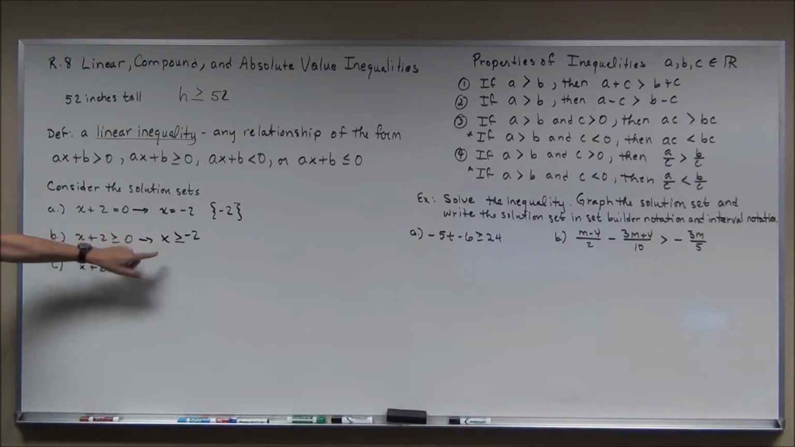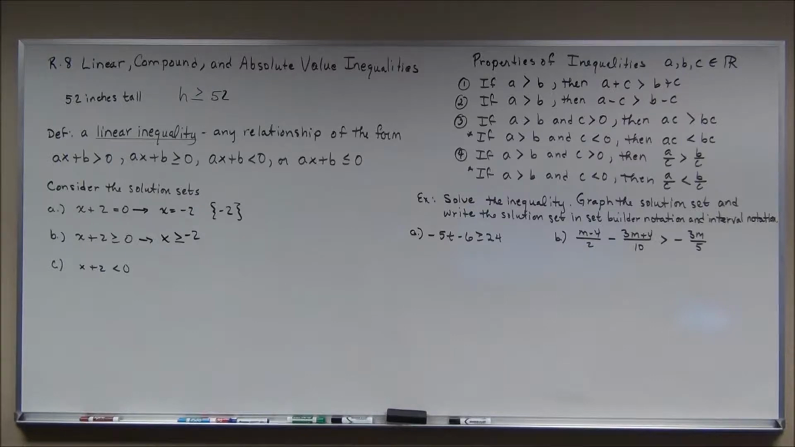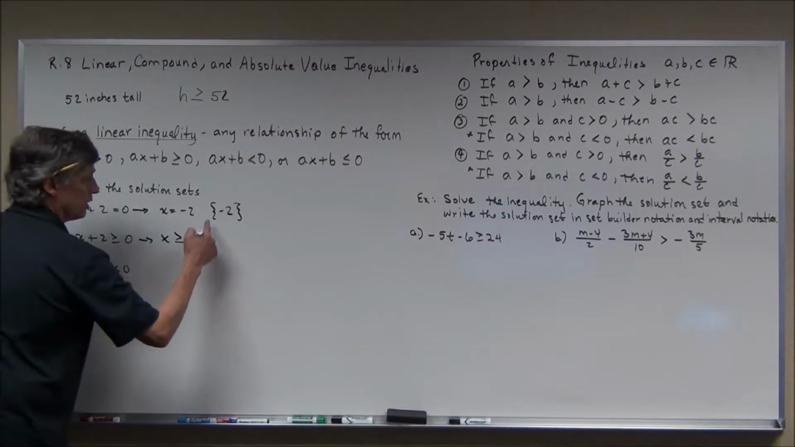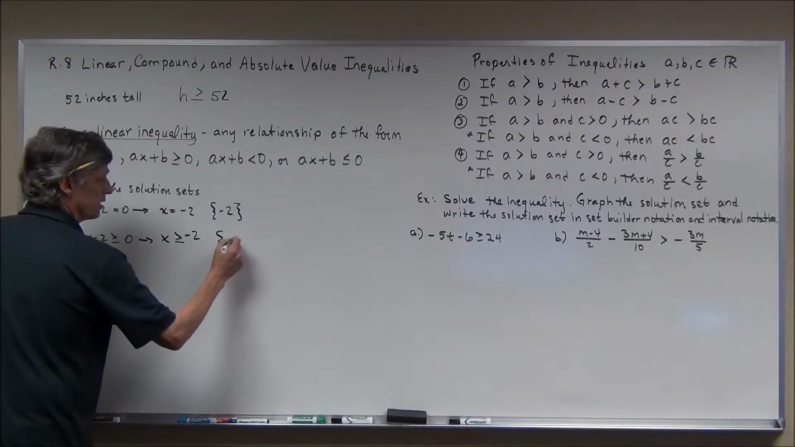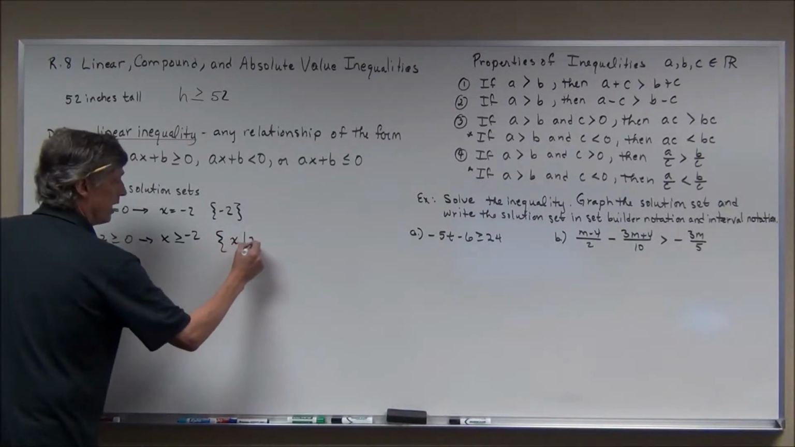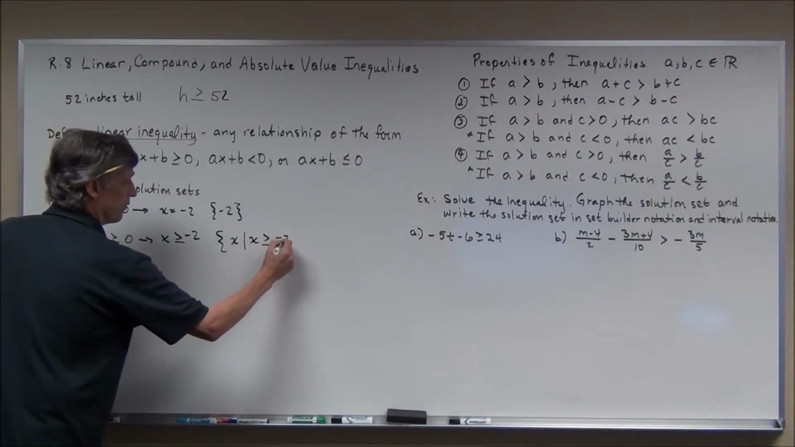With these inequalities, you're going to have solution sets that have infinitely many solutions. So we're not going to be able to write them one at a time like I did with an equation. We're going to have to write them out either using set builder notation or interval notation. And in some of the problems, they'll ask for both. The set builder notation uses the braces, and it's the set of all x such that x is greater than or equal to negative 2.